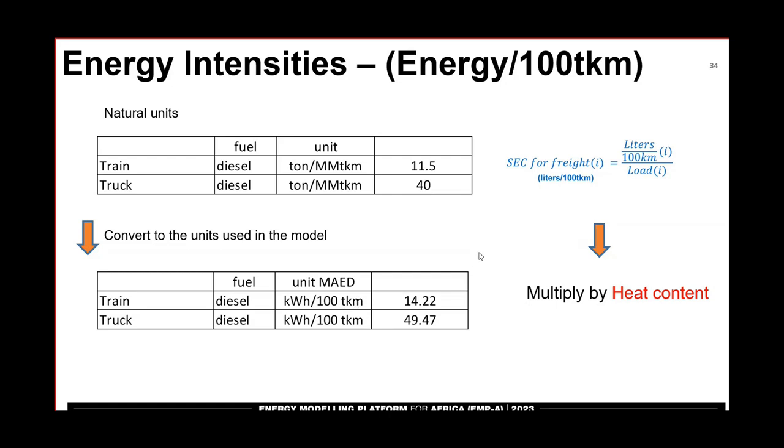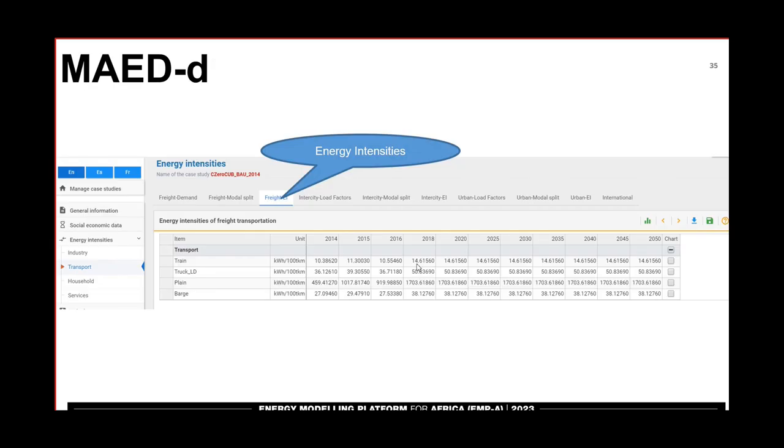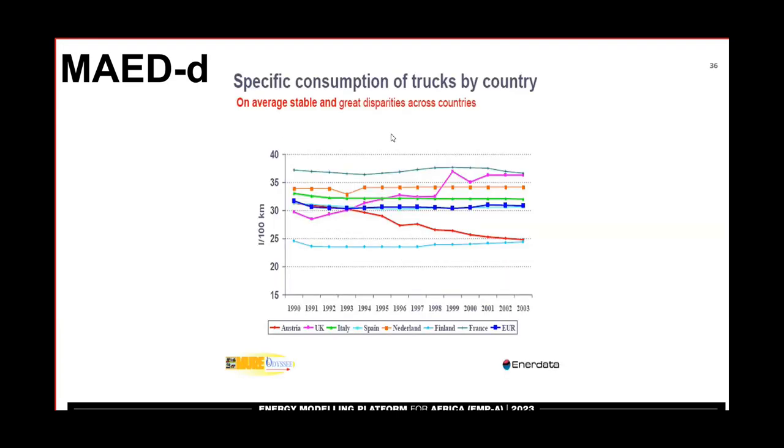Of course, in some cases, you may have the value that is already defined in terms of ton kilometer. You will just need to convert it by using the heat content of that fuel to have the energy per ton kilometer. And then when you have this information, this is where you will have to type it in the model. And again, of course, you will realize that all these parameters that we are typing are not just for the base year, but we also need to provide the projection in the future.